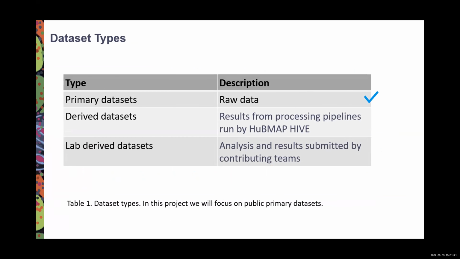Next thing is the different types. There are three types of data sets: primary data sets, which is raw data, derived data sets, and lab derived data sets. The focus of my project is primary data sets, so I've been working only with primary data sets.